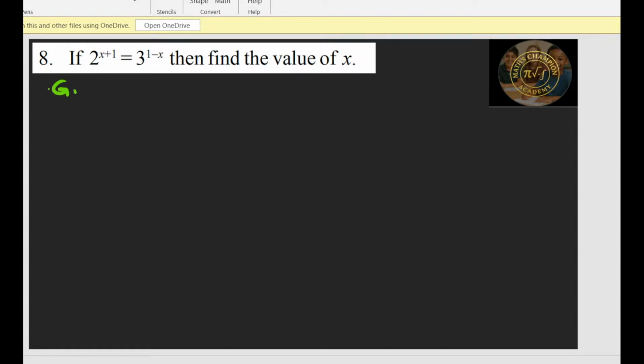What is given? 2 power x plus 1 is equal to 3 power 1 minus x. Given that, find the value of x. You have to find the x value.